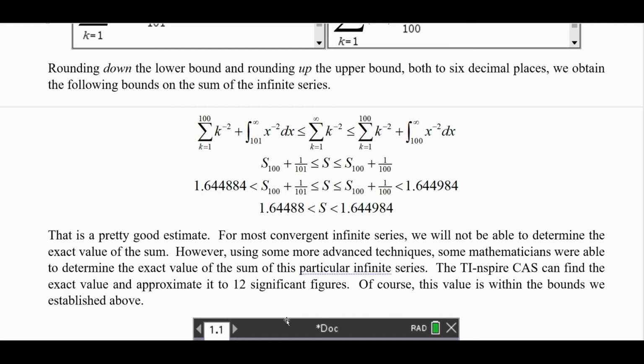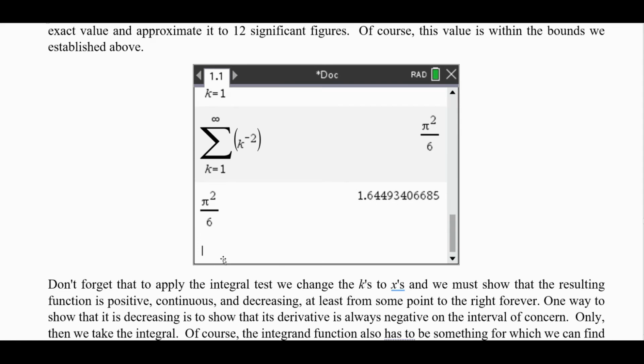However, on this one, there are some more advanced techniques that I'm not going to go over here, that some mathematicians used to determine the exact value of the sum of this particular infinite series. And the TI-Nspire CAS basically knew that and could find the exact value and approximate it. Turns out when you sum from k equals 1 to infinity of k to the negative 2, the exact value is pi squared over 6. Again, I'm not going to go over how they got that, but let's trust that that's correct.